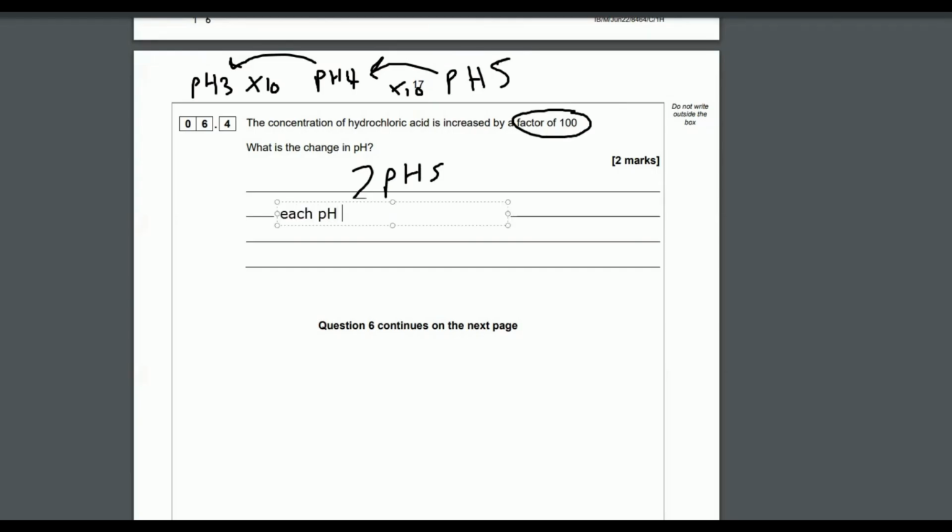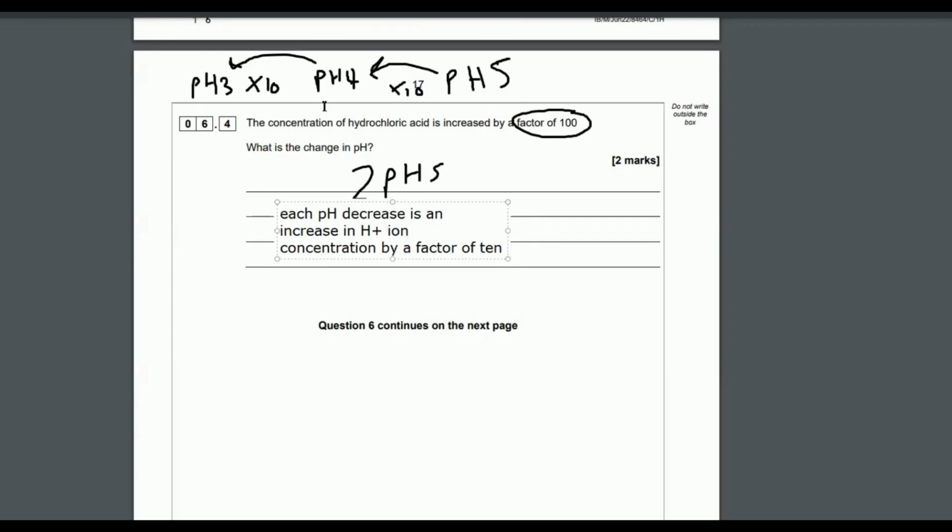Each pH decrease is an increase in the hydrogen ion concentration by a factor of 10. Now we might say, why is it 2 marks?